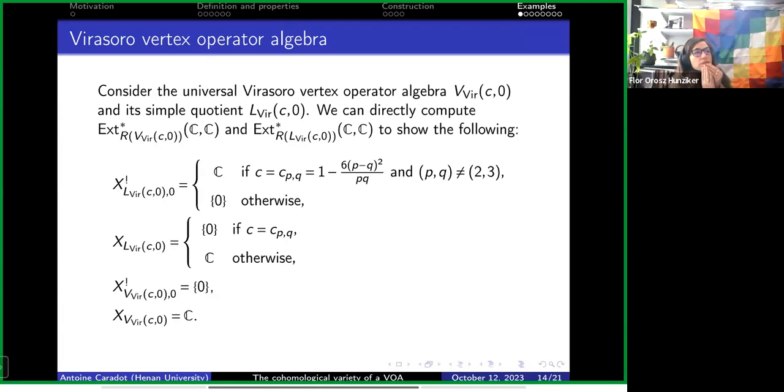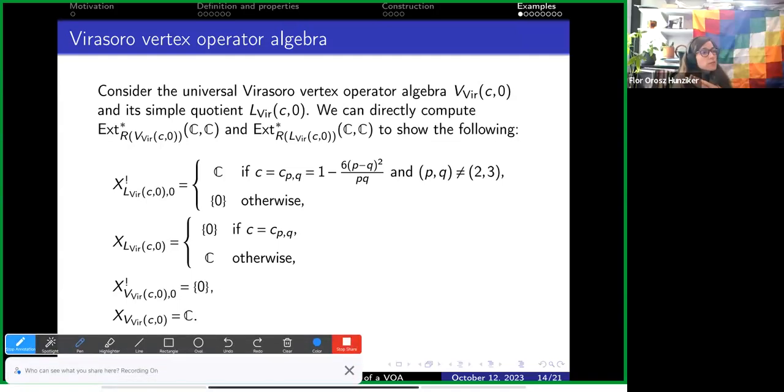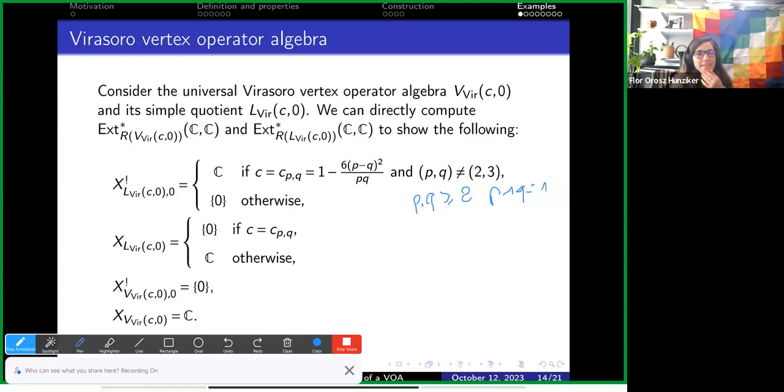Antoine, one question. These are the c_{p,q} for which the thing is rational. Is that right? So you're thinking of p and q greater or equal than 2. Yes, so yes, my bad. No, that's fine. So c equals 1 would be in the second side of the bracket, right? p and q are bigger than 2, and p and q are coprime. Cool. Okay, thanks. Yeah.